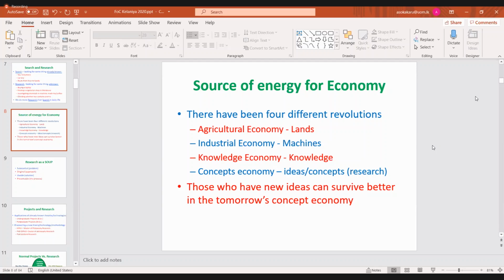In this case, you don't need big lands, big machines, or big knowledge. Even with little knowledge, ideas make you rich.